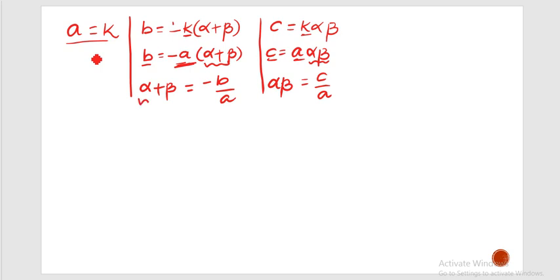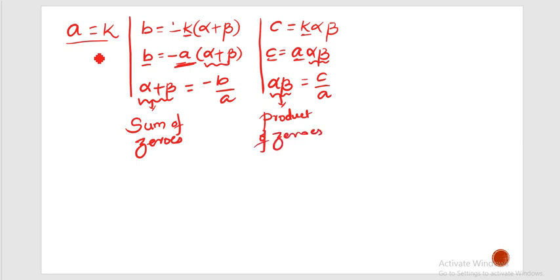Now what is the meaning of this? Here alpha and beta are zeros, we know, but how are they related? What is the arithmetic operation that is being followed here? From this I can say that alpha plus beta we can read as the sum of zeros, and this alpha into beta we can read as the product of zeros.